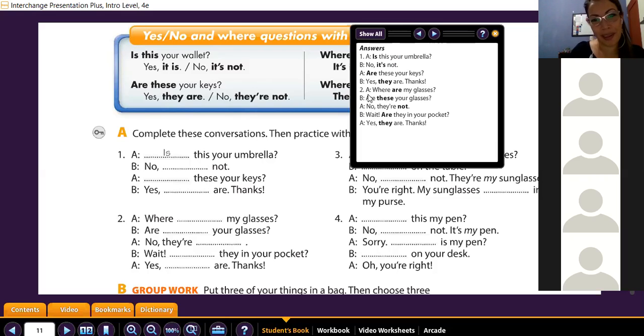Excellent. Aquí pueden revisar. Where are my glasses? Are these your glasses? No, they are not. Wait, are they in your pocket? Yes, they are. Thanks. That's the answer. Thank you so much. Number three, volunteer for number three.